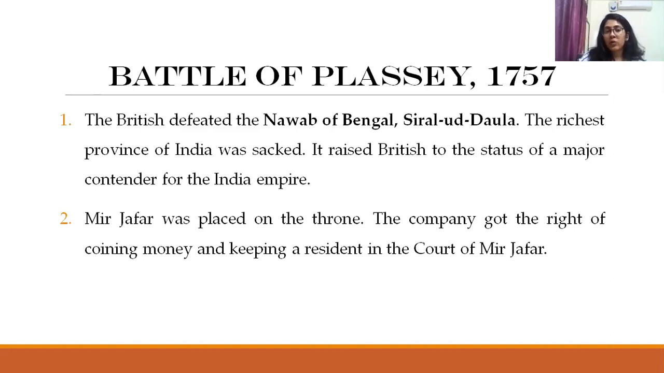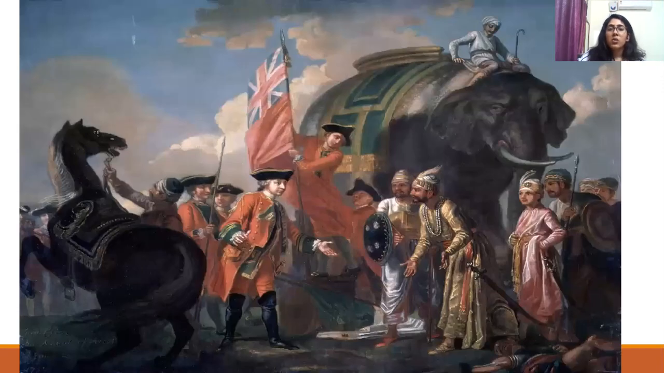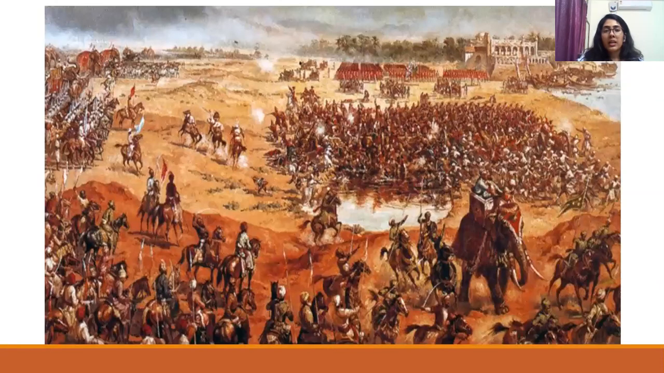The company got the right of coining money and keeping a resident in the court of Mir Jafar. So here Mir Jafar was placed on the throne. Then the company slowly and gradually acquired the right of coining money. Now, coining money means the currencies that were to be circulated in that particular nation, that is India, were now in the hands of the East India Company, which in itself is a very powerful authority, right? So these are some pictures which show Mir Jafar and the East India Company. Then this is the scene of the Battle of Plassey, 1757.